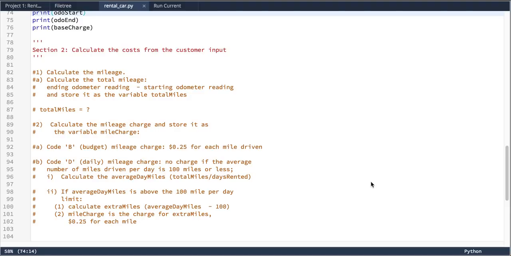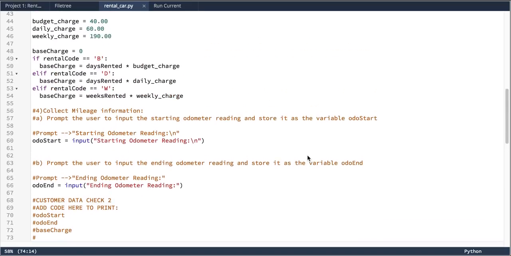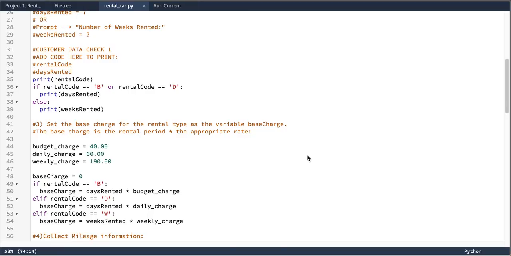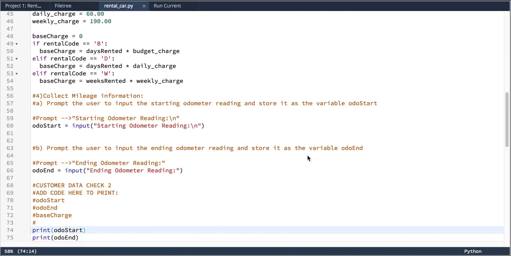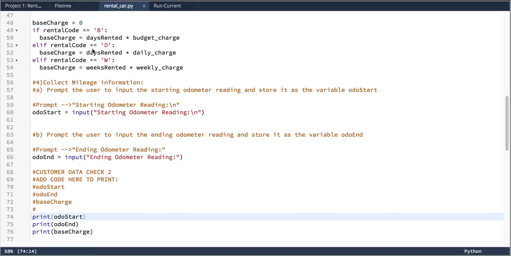This is a short video discussing the calculations required for Section 2 of Project 1 rental car. Up to this point, we have collected all of the user input: the rental code, the days rented, the odometer start, the odometer end, the weeks rented, and we've done a base charge calculation.